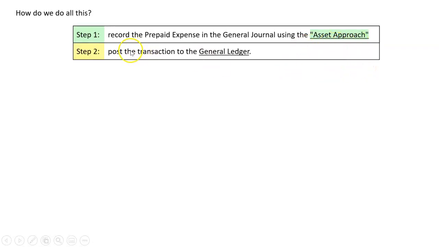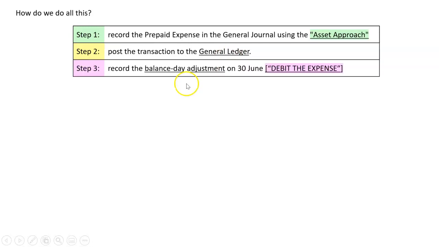Step 1, record the prepaid expense in the general journal using the asset approach. Step 2, post that to the general ledger. Step 3, the most important one, record the balance day adjustment on, in this case, the 30th of June.